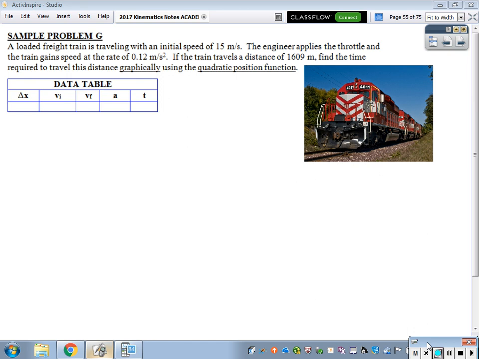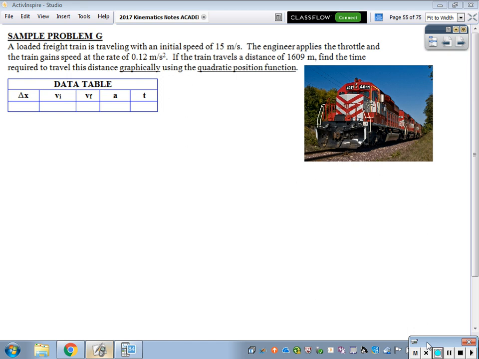And of course, when we do anything quadratically related, you have options as to how you can solve it. Okay? I'm going to show you the preferred way as to how we're going to do it in the context of this class. So let's figure out the problem itself and how we know what it is that we'll have to do. So a loaded freight train is traveling with an initial speed of 15 meters per second. The engineer applies the throttle and the train gains speed at a rate of 0.12 meters per second squared. If the train travels a distance of 1,609 meters, which you know is what? 1 mile. Okay. Find the time required to travel this distance graphically using the quadratic position function.